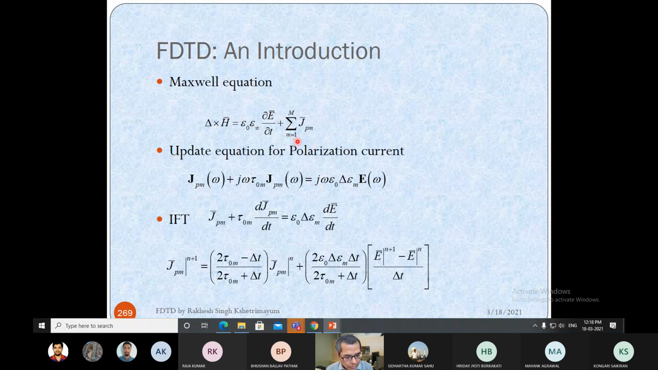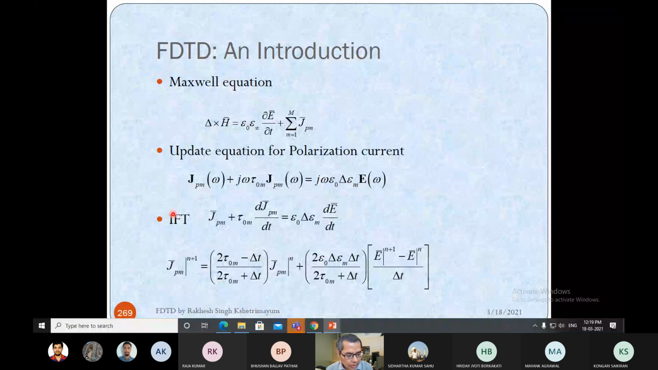Before that, let us try to write the update equation for J_pm, because this is required here. So J_pm, you have the relation just derived in the previous slide: J_pm plus jωτ_0 J_pm is equal to jωε_0 Δε E here. Now if I want to write the update equation, everything should be in time domain. So all the jω would be replaced by ∂/∂t. So J_pm plus τ_0m ∂J_pm/∂t is equal to ε_0 Δε_m times ∂E/∂t. See, this jω will be replaced by ∂/∂t of the electric field. So you can easily write the update equation from here.